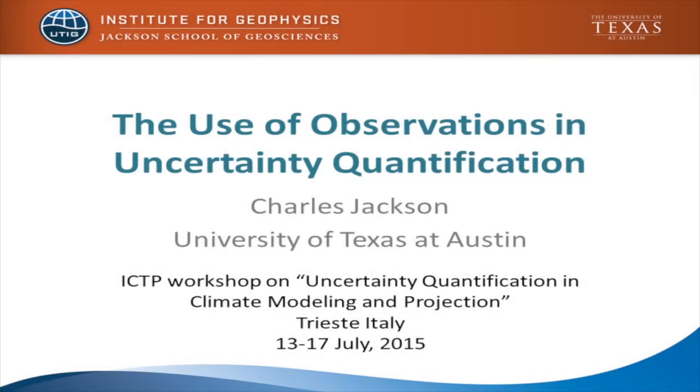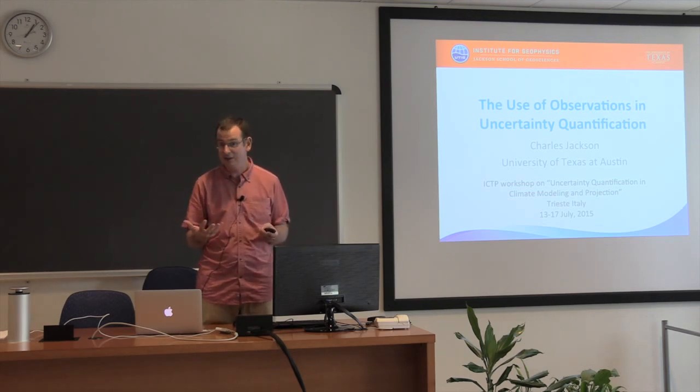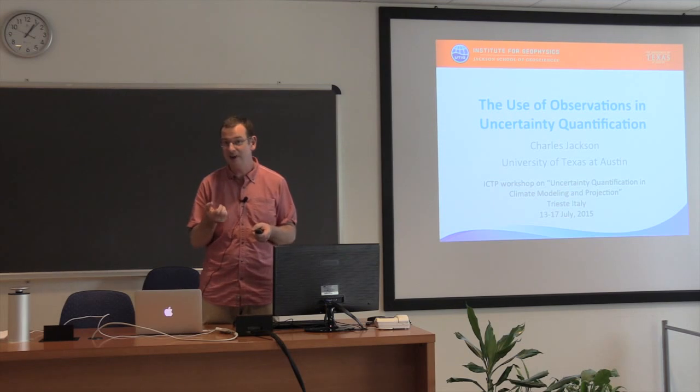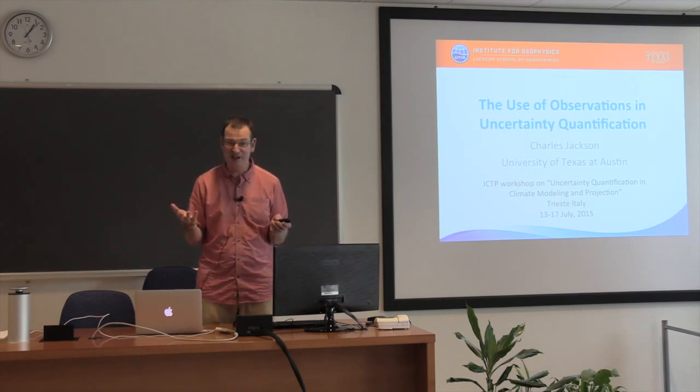Okay, so the topic of my talk is the use of observations in uncertainty quantification. A lot of textbooks that cover uncertainty quantification have a very short section on how to compare a model against data. And usually it's using a Gaussian assumption and using a sum of squares that are normalized by the local variance. Now, maybe that's all that needs to be said on this subject.